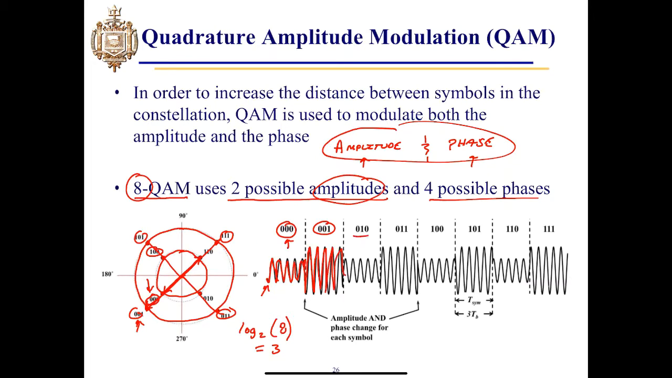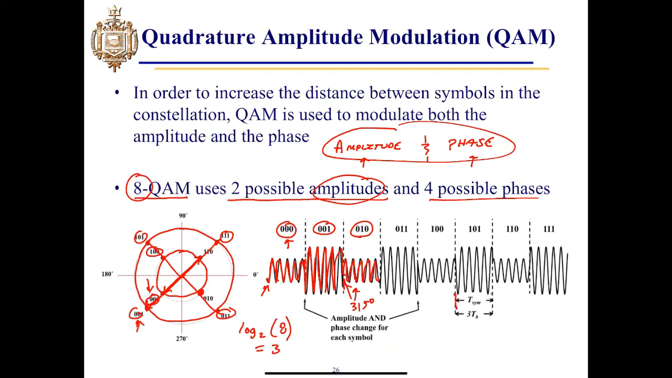Okay, if we wanted to send one last example, 010. Okay, 010 is right here. So that's the lower amplitude at 315 degrees phase. Here's the lower amplitude. I know it's hard to see, but the receiver would be able to tell that that phase shift was 315 degrees.